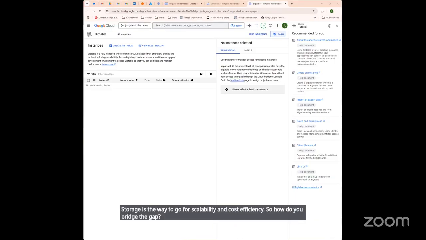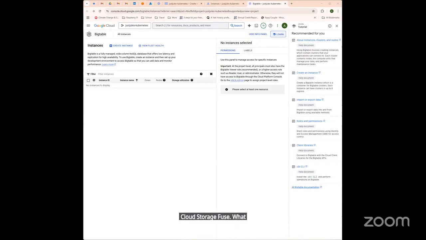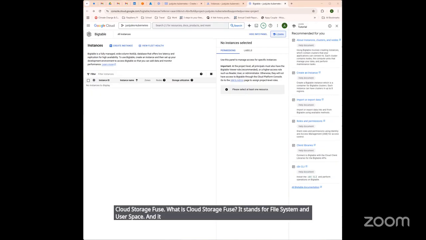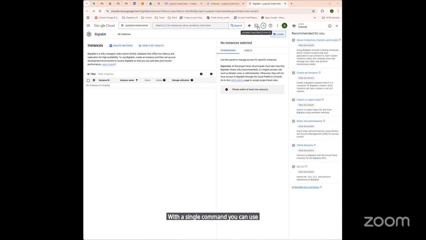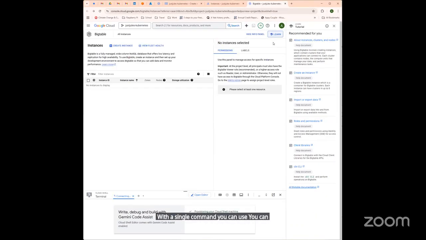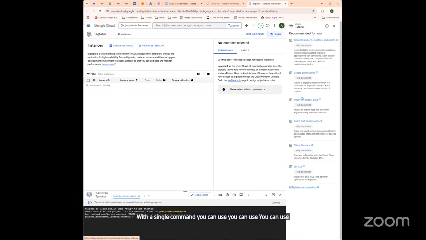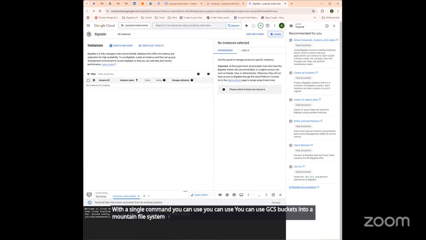Cloud Storage Fuse. What is Cloud Storage Fuse? It stands for Filesystem in Userspace, and it's a specialized open source adapter that lets you mount a Cloud Storage bucket as if it was a local disk. So with a single command, you can turn GCS buckets into a mounted file system accessible to your VM or application, and read and write using ordinary tools like cp, mv, ls, or even custom scripts that weren't designed with object storage in mind.